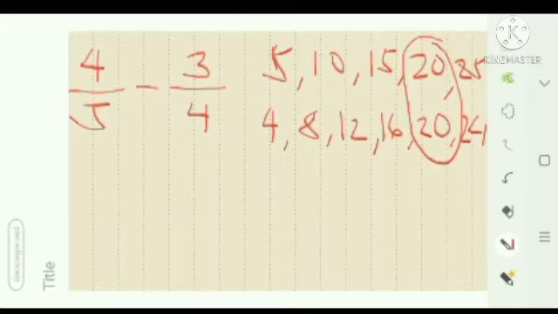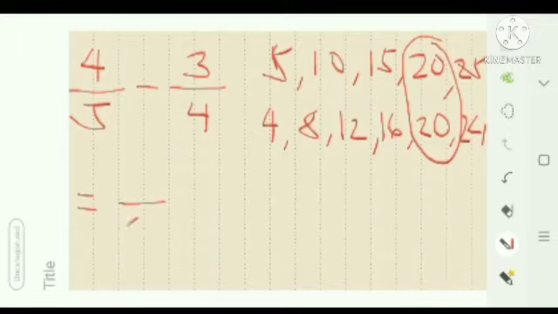So our next step is to convert all denominators. So lahat ng denominator natin magiging 20. So for our first fraction, we have 20 and minus for our second fraction, 20 rin yung denominator niya. Next step naman is to reduce or to convert our numerators in its equivalent fraction.